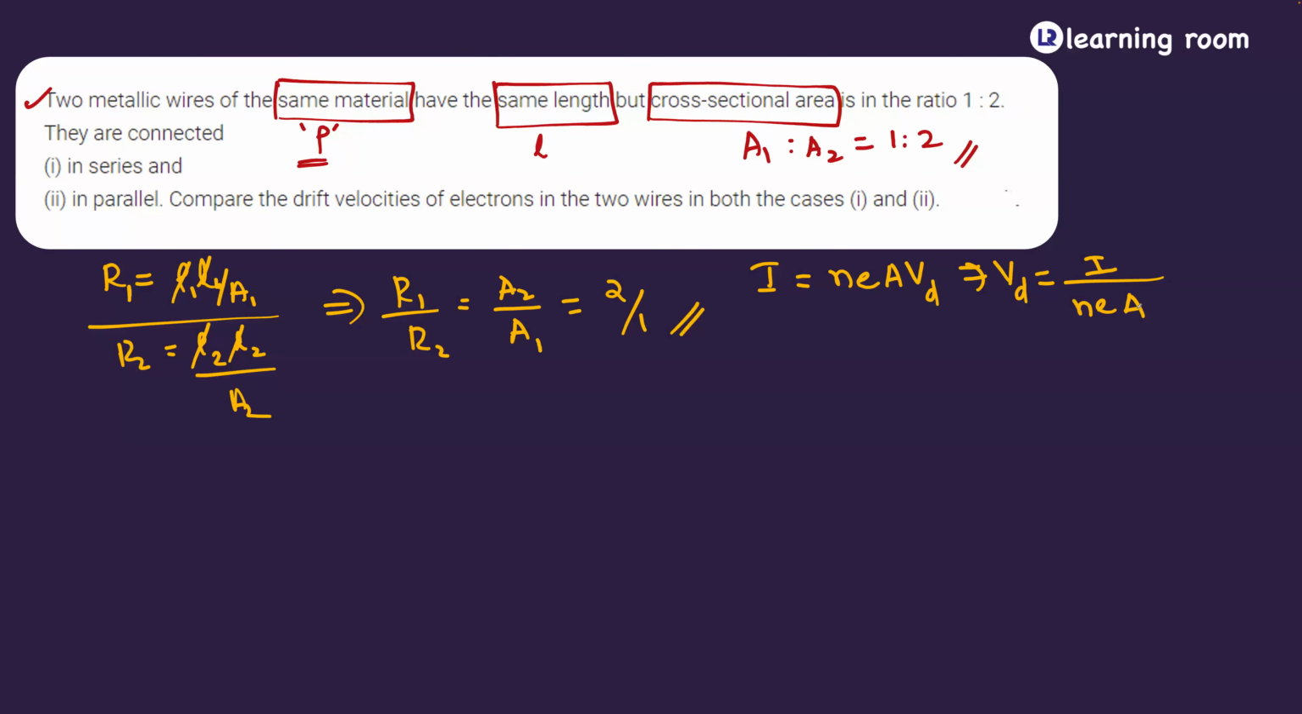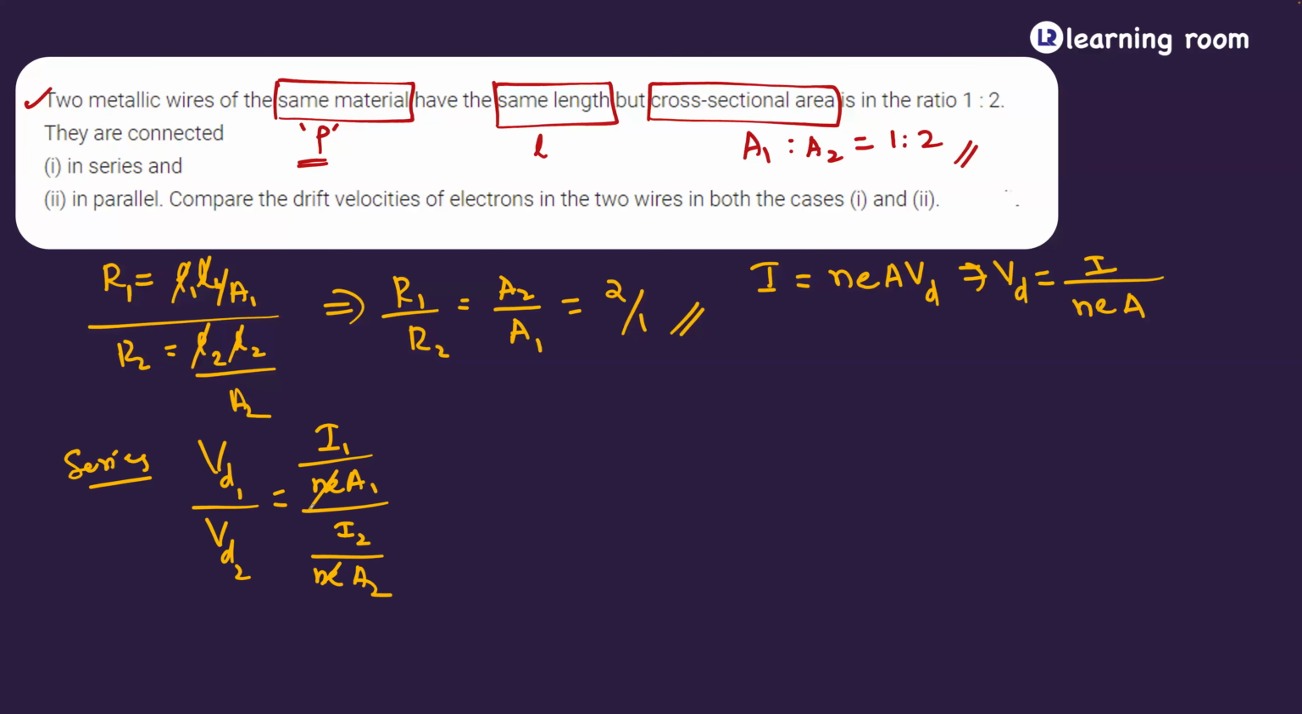Right. So when I talk about series connection, VD1 divided by VD2 is equal to I1 divided by nEA1 divided by I2 divided by nEA2. So n and e will get cancelled.